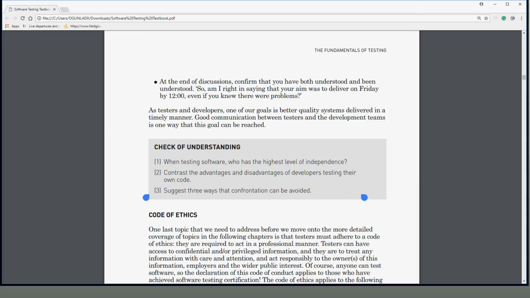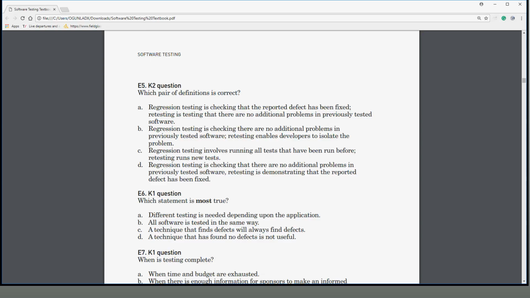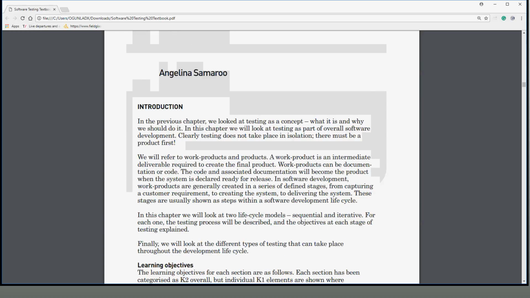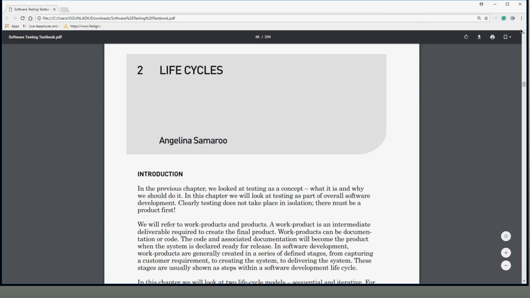I'm not going to go through those ones. Ethics and code. Okay, so that takes us to the end of that. Any question before I go into the life cycle? Any question?